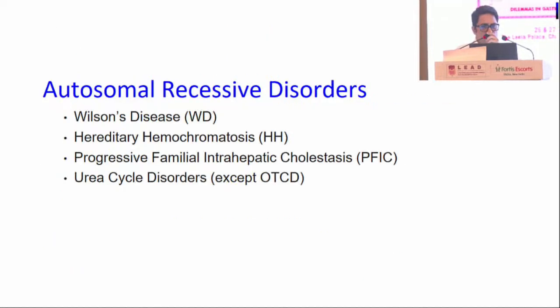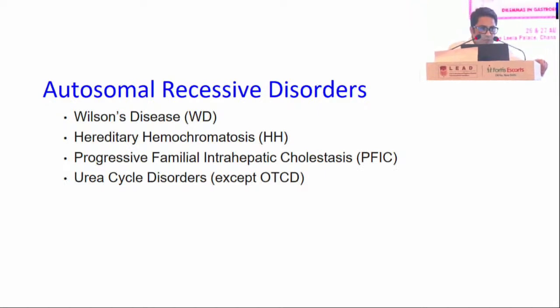Now coming on to our first group, autosomal recessive, which is exemplified by Wilson's disease, a disorder which we commonly see, and the presentation of Wilson's disease can happen in infancy, childhood, early adulthood or late adulthood, depending on the penetrance or genetic pattern.